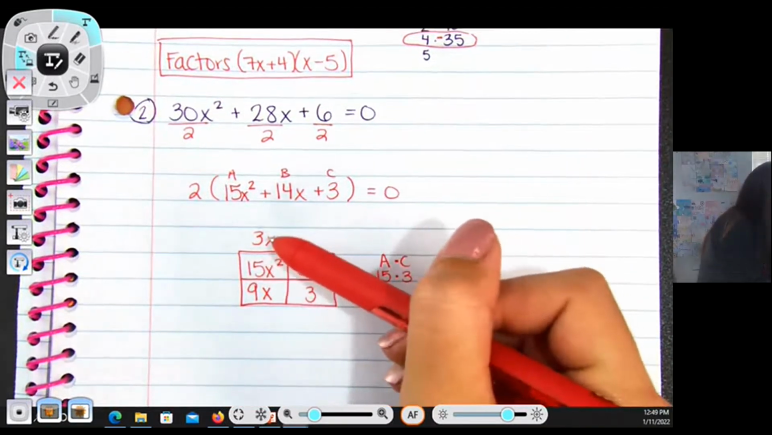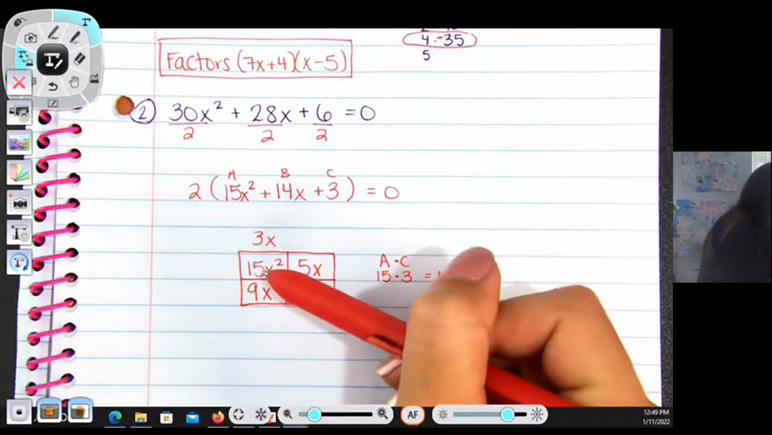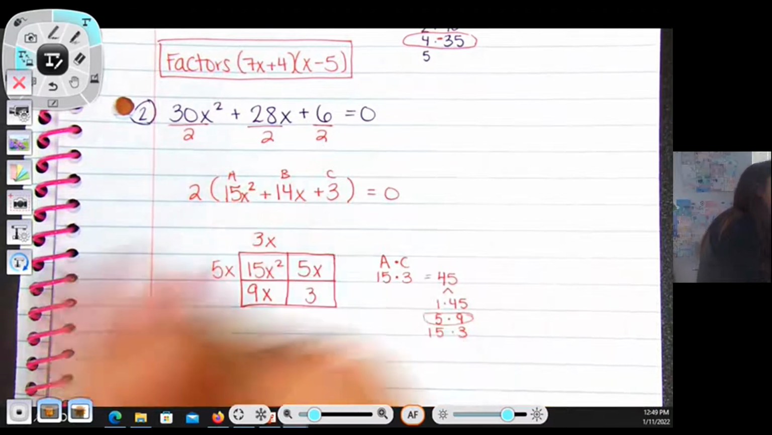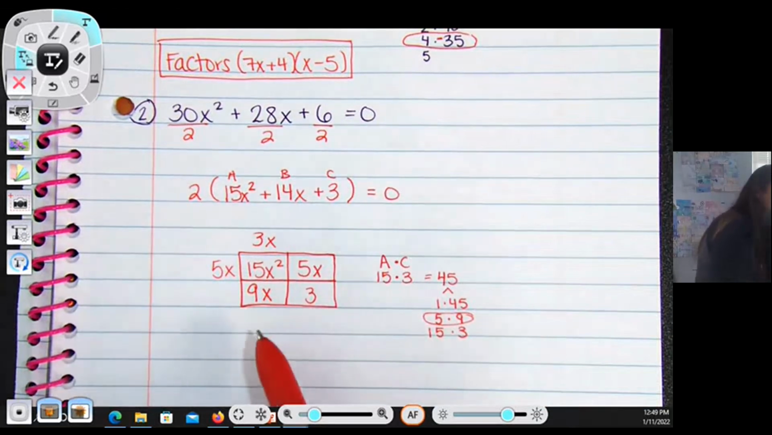And if this is 3x, you can take out a common multiplier of 3x. So if this is 3x, what has to be here to multiply to make 15x squared? 5x. If you mess up on that first taking out portion, you're going to mess up on the rest of your box. So just be careful with that part.